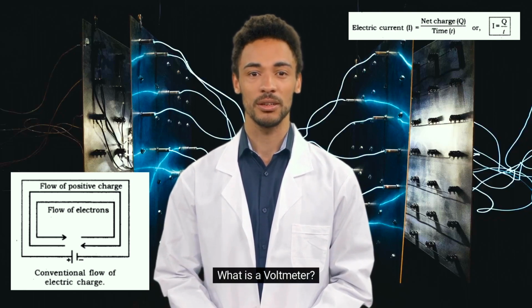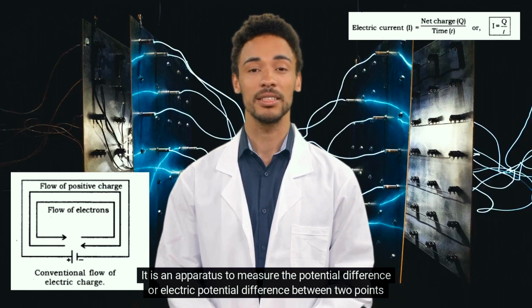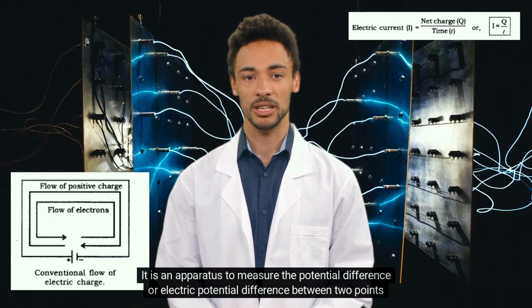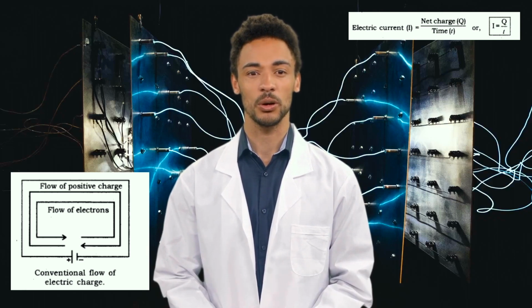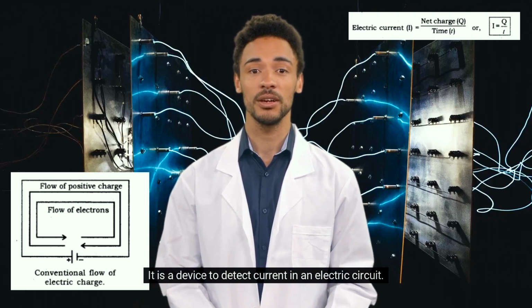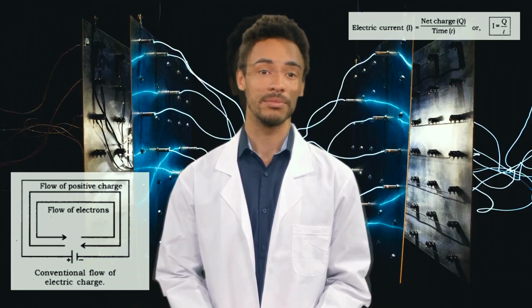What is a voltmeter? It is an apparatus to measure the potential difference or electric potential difference between 2 points in an electric circuit. What is a galvanometer? It is a device to detect current in an electric circuit.